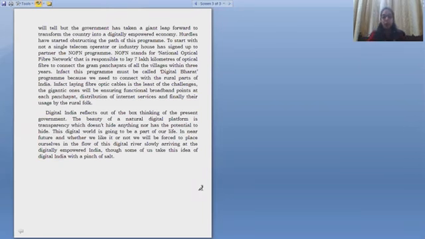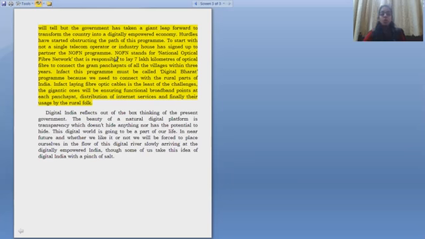The government will tell, because the government has taken a joint leap forward to transform the country into a digitally empowered economy. Hurdles have started obstructing the path of the program. Because still the Digital India initiative by the government has not been completely fulfilled, some obstructions are also coming, students. You should be aware of the obstructions, and those obstructions you should also write in your essays.